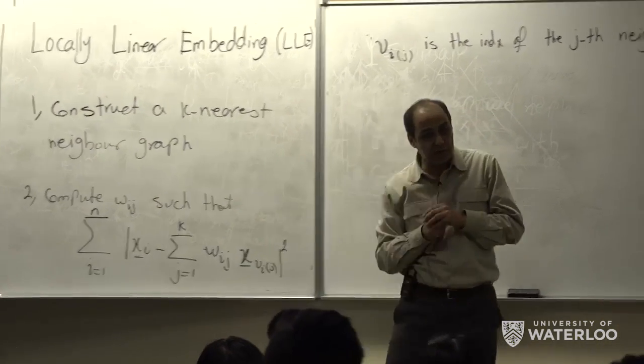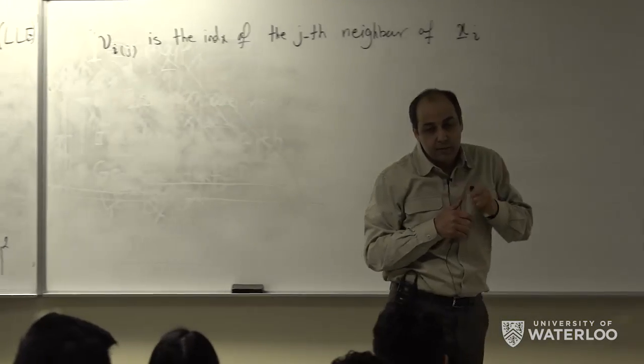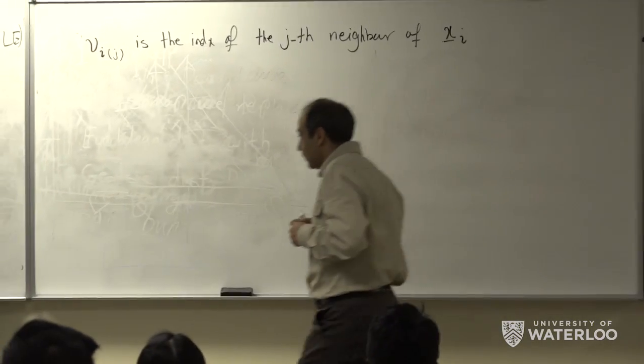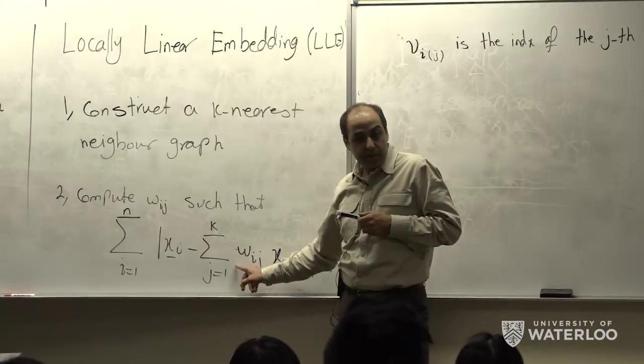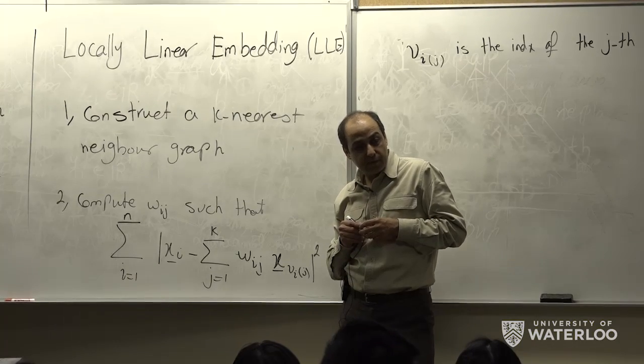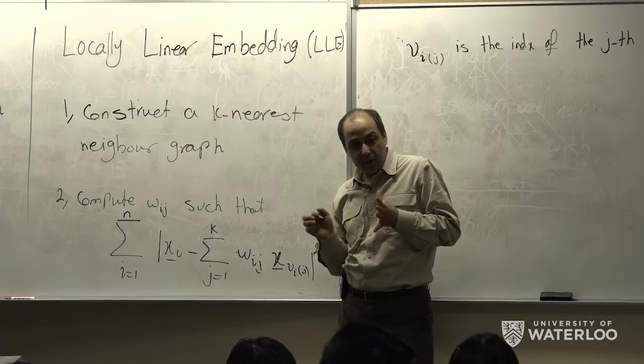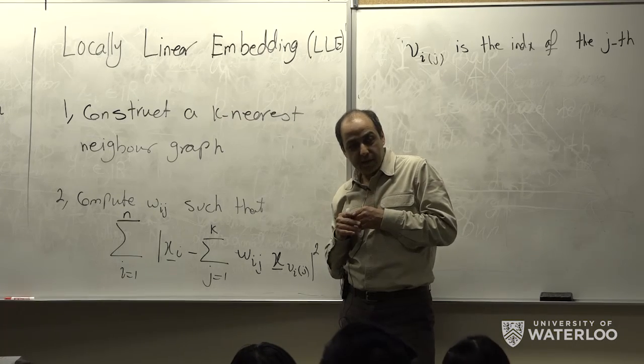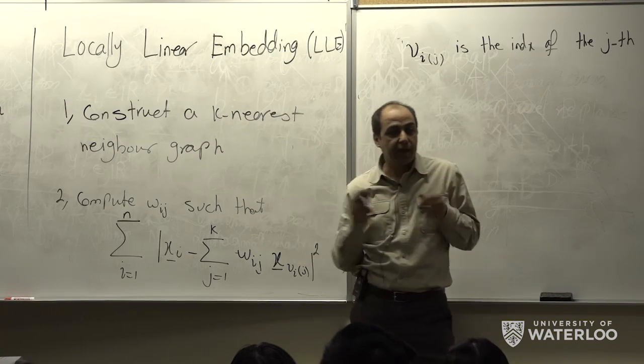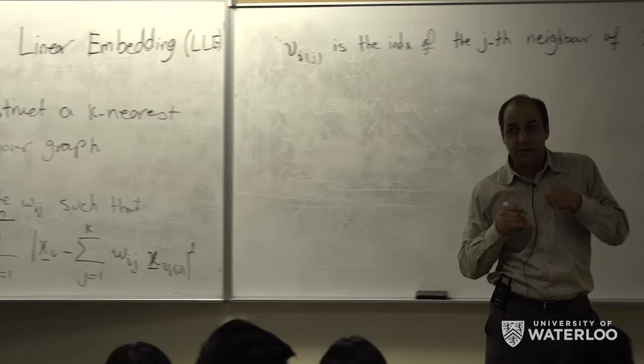There's nothing wrong with this type of notation. Is W n by n, right? No, it's a scalar here. This W is a scalar. We haven't defined any matrix yet. This W is a scalar.